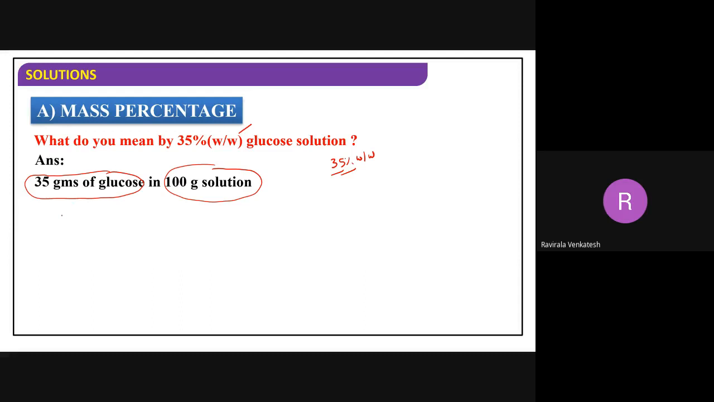Now the weight of the glucose is 35 grams. Weight of the solvent is how much, beta? 75 grams. If they say 35% of W/W, you can calculate what? Molality you can calculate. Nobody asks this type of question directly in examination. What they give is 35% of glucose, 65 for the solvent. You can calculate molality by using this. Understood? So that is the reason this is very important.